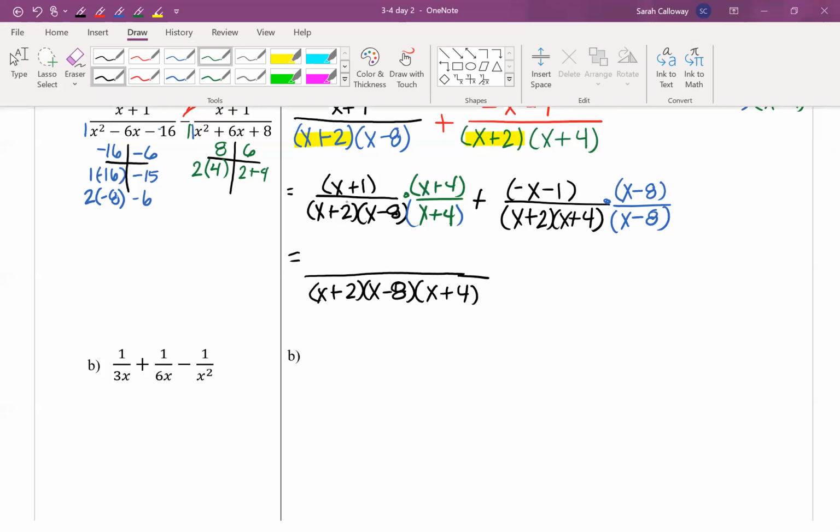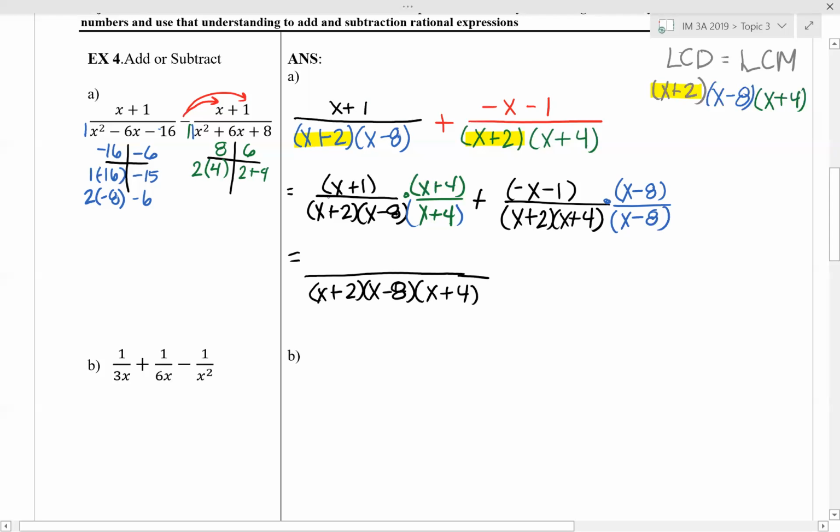So I'm going to multiply my numerator. Since they're both binomial times binomial, I have to distribute each term. So if I distribute the x, in the first one I get x squared plus 4x. And then if I distribute the 1, I get x plus 4.